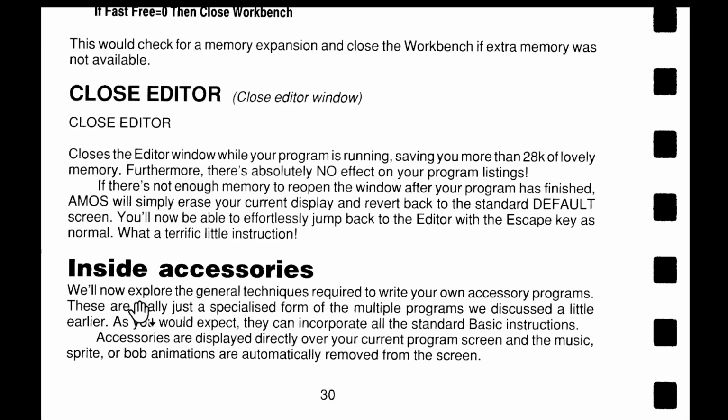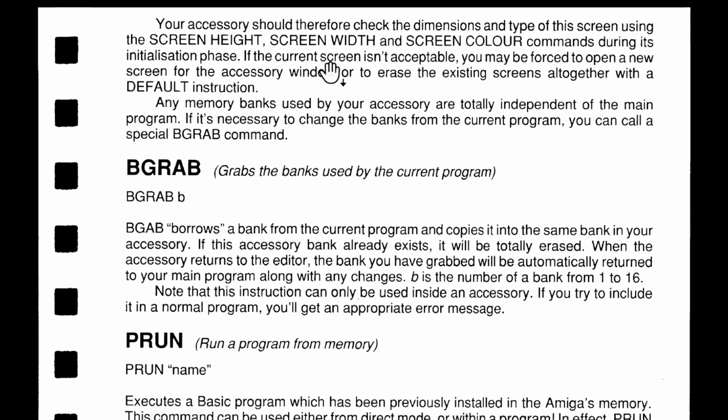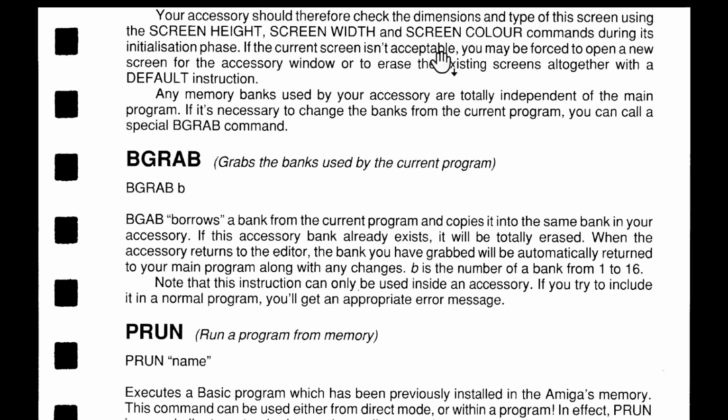Inside accessories. We'll now explore the general techniques required to write your own accessory programs. These are really just a specialized form of the multiple programs we discussed a little earlier. As you would expect, they can incorporate all the standard basic instructions. Accessories are displayed directly over your current program screen and the music, sprite or Bob animations are automatically removed from the screen. Your accessory should therefore check the dimensions and type of this screen using the Screen Height, Screen Width, and Screen Colour commands during its initialization phase.